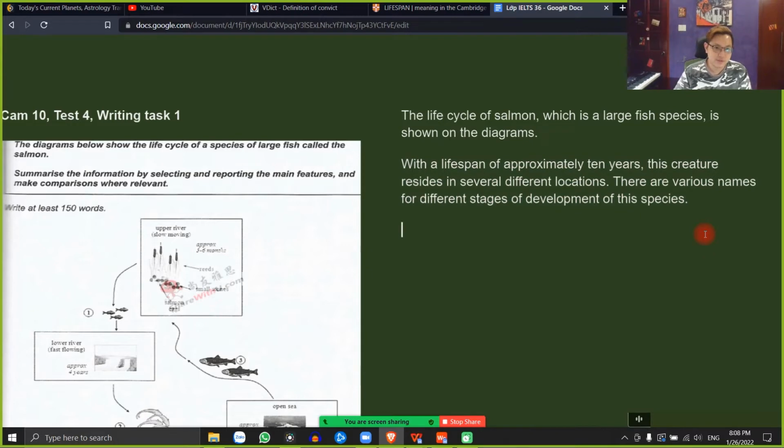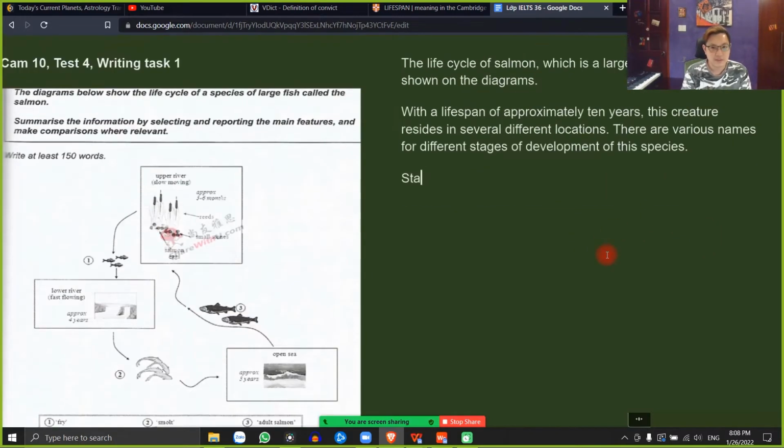Alright, let's move on to details now. Starting at the first stage. Because I am the one who actively writes this essay, I use the active form of the verb start, not started. Starting at the first stage.